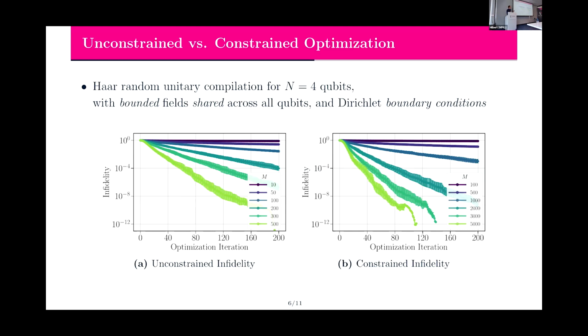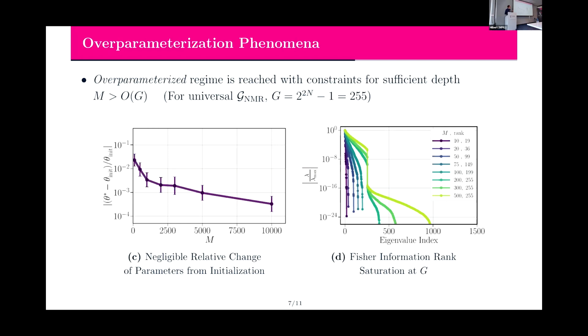This is really attributed to the fact that we've shared these fields across our qubits. So it makes sense that you need maybe n more layers to rotate things correctly to get to the right unitaries. So obviously, over-parameterization is not limited by constraints, but we really want to see how noise affects things.